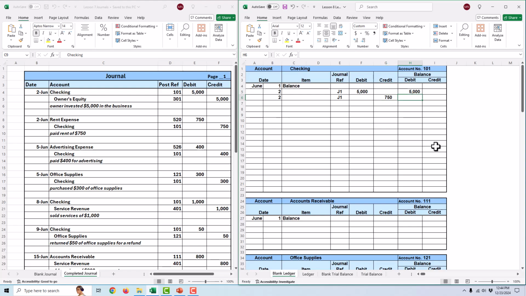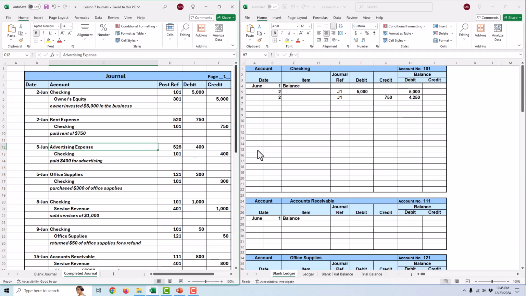Now for the running balance, we had $5,000 as the debit balance before, and then a credit is going to subtract from a debit. When you have debits and credits, they subtract or offset each other. So $5,000 minus $750 would be $4,250. The debit was a larger number than the credit. $5,000 is larger than $750. So the difference will end up on the debit side. Okay, then we'll go to the next one.